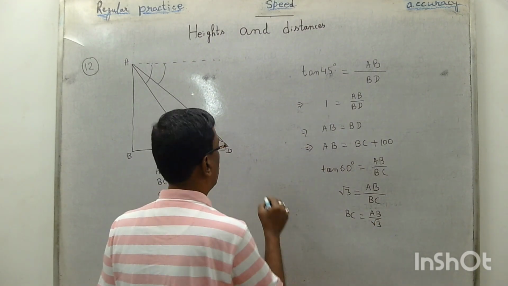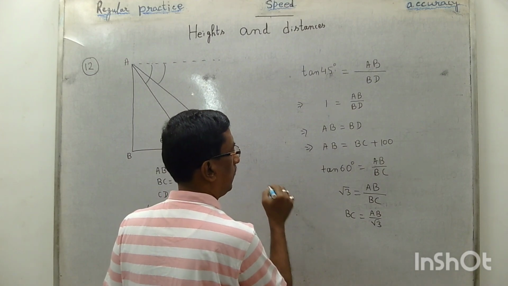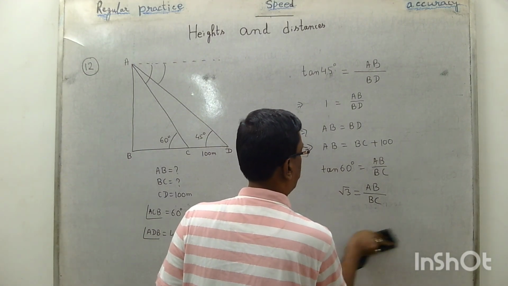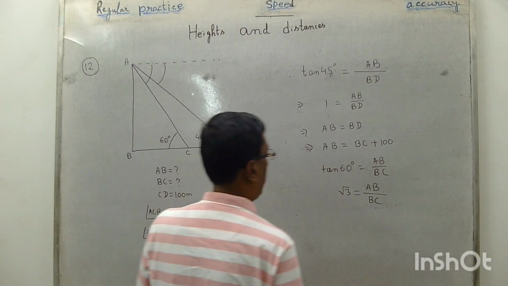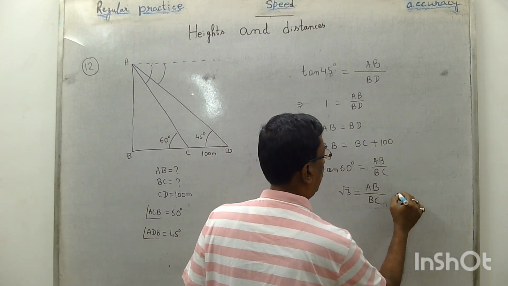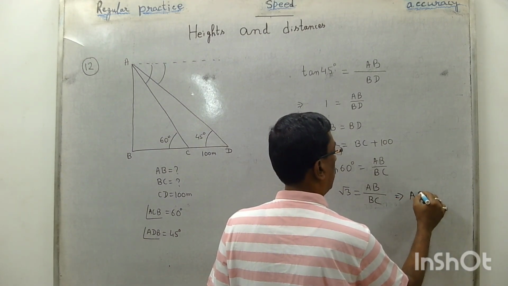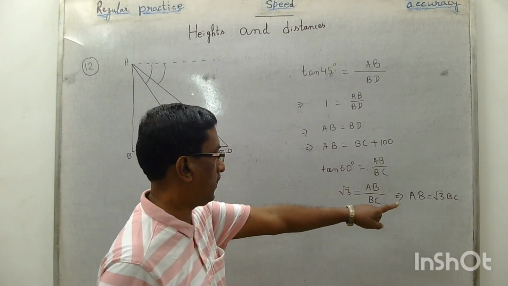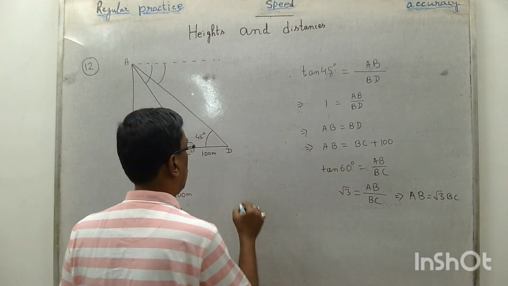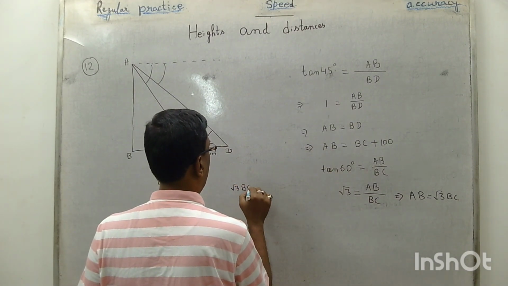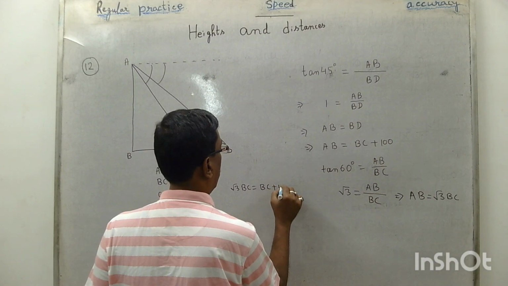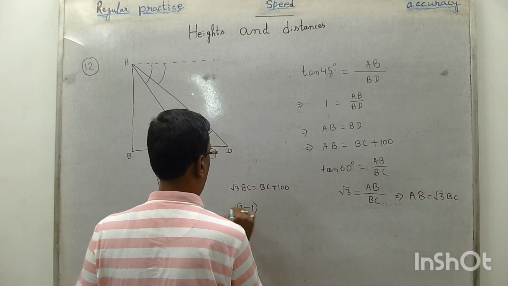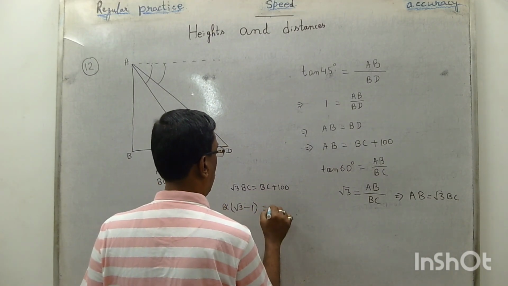ओके, सो व्हाट वी राइट हियर, एक काम करते हैं, इसको AB इक्वल्स टू लिख देते हैं. We write AB equal to root 3 BC, and this I will replace here. Root 3 BC equal to BC plus 100. So root 3 minus 1, this is BC equal to 100.